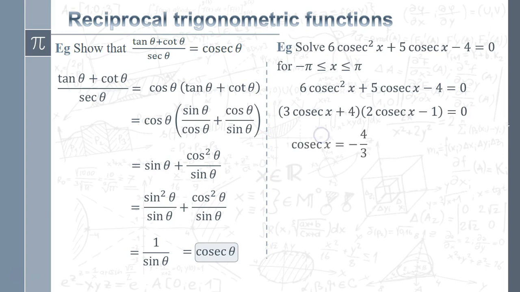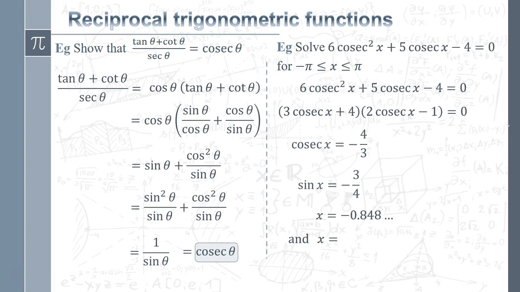So now we've got cosec from here. Cosec x is minus 4 over 3. And because you haven't got a cosec button on your calculator, we just need to turn that back into a sine, cos or tan. And cosec is 1 over sine. So flip it upside down, we end up with sine x is minus 3 over 4. And that gives us x is minus 0.848.